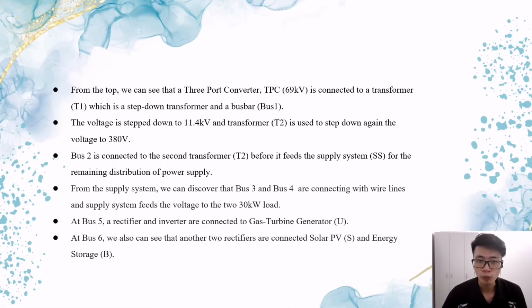Thank you, Arif. Now I'll continue to present the remaining presentation. Before that, let me introduce myself. My name is Chin Chong Wei. This is the Siemens plant power system single line diagram, which was selected after our group discussion. From the top, we can see that the 3-port converter TVC, which supplies 69 kilowatts, is connected to a transformer T1, which is a step-down transformer, and a bus bar, bus 1.